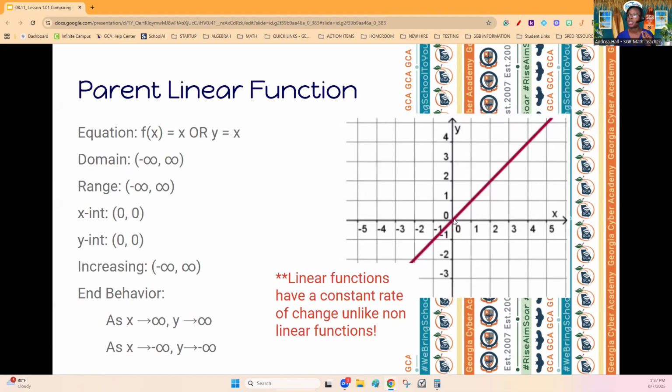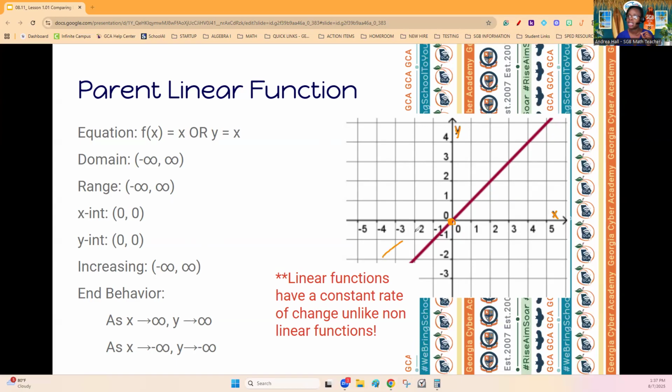So here's a parent linear function. The equation of a parent linear function is f of x equals x or y equals x, and it looks like this. The domain is from negative infinity to infinity. The range is also from negative infinity to infinity, and we'll talk more about domain and range when we get into characteristics of functions. The x-intercept, where it crosses the x-axis, is at (0, 0). And then it also intercepts the y-axis at the same point. This is your x-axis. This is your y-axis.